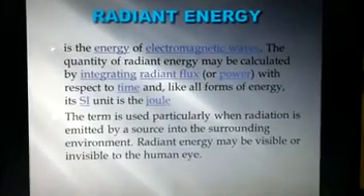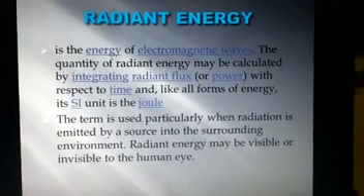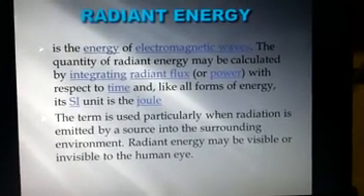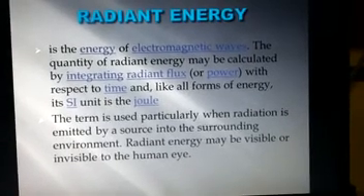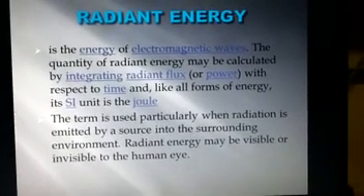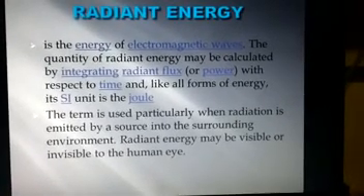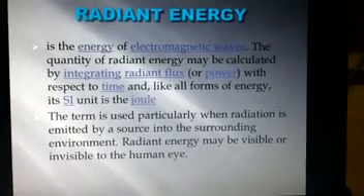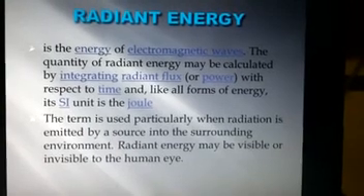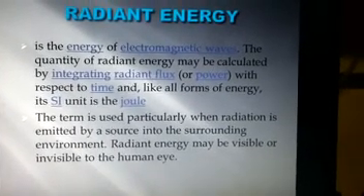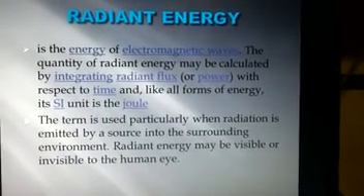Second, radiant energy is the energy of electromagnetic waves. The quantity of radiant energy may be calculated by integrating radiant flux with respect to time, and like all the forms of energy, the system unit is the joule. The term is used particularly when radiation is emitted by a source into the surrounding environment. Radiant energy may be visible or invisible to the human eye.